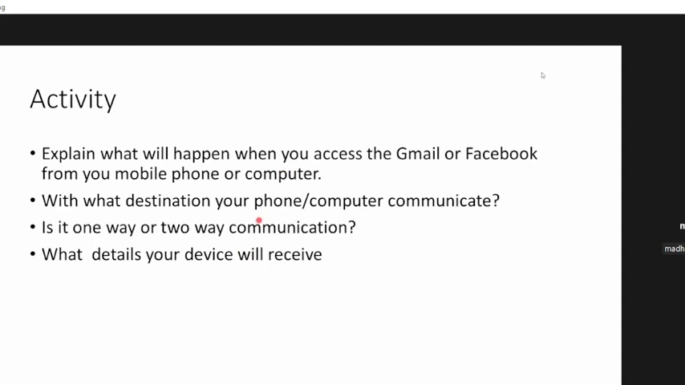I will put you into breakout rooms, quickly find out the answers and come back in about 5 minutes. You have to think. You cannot find this information from the internet. You have to think what is happening. Explain what will happen when you access Gmail or Facebook from your mobile phone or computer. With what destination does your phone or computer communicate? Is it one-way or two-way communication? What details will your device receive? Is it clear? You can take a screenshot of the questions.